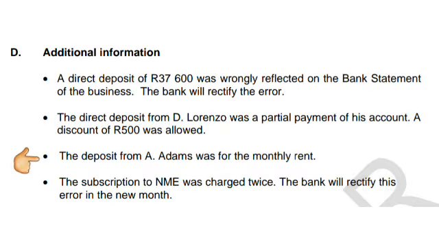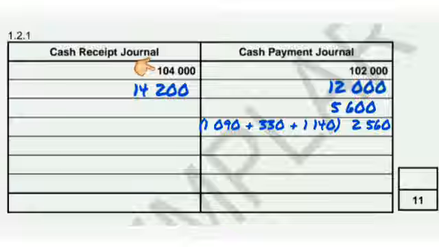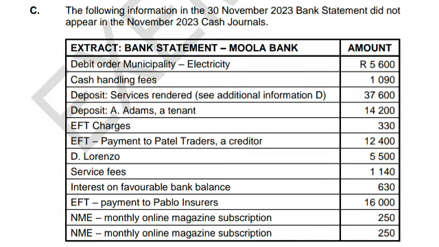It is our tenant who was putting money into our bank account as an income for us. And since it's an income, it means it goes where? In the cash receipt journal as 14,200. Again, it means that this amount was never recorded in the provisional balance that you're seeing there, because remember they said those amounts did not reflect in the cash journals. So we are now just entering it anew. Then we have an EFT charge that we have already dealt with when we were dealing with our bank charges.